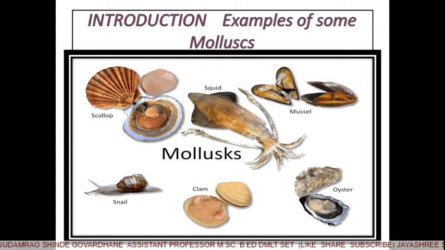Now we'll see the general characters of Mollusca. Mollusks are essentially aquatic, mostly marine, few freshwater and some terrestrial forms. The body is soft, as we have seen a few seconds before. Unsegmented body, consists of head, foot, mantle and visceral mass. Body is covered by a calcareous shell secreted by the mantle. This is a calcareous shell, see here, made up of calcium carbonate. This calcareous shell is secreted by the mantle.